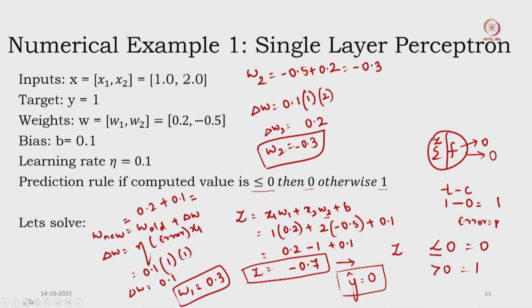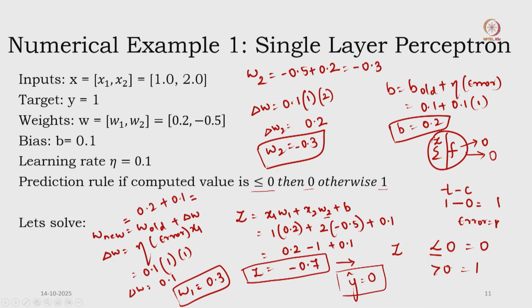Okay, let us see how we update the bias. What is the formula to update the bias? Bias is the old bias plus the learning rate times the error. So, what is the old bias value? 0.1. What is the learning rate? 0.1. And what is the error? The error is 1. So, what is the bias? 0.1 plus 0.1, it is 0.2.